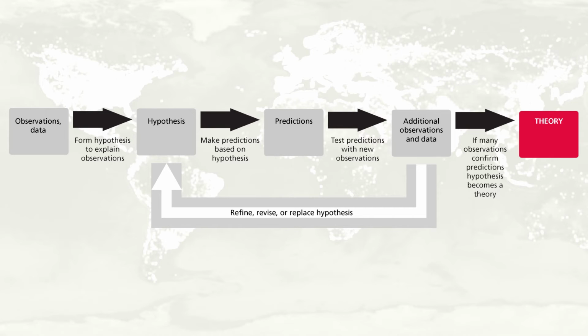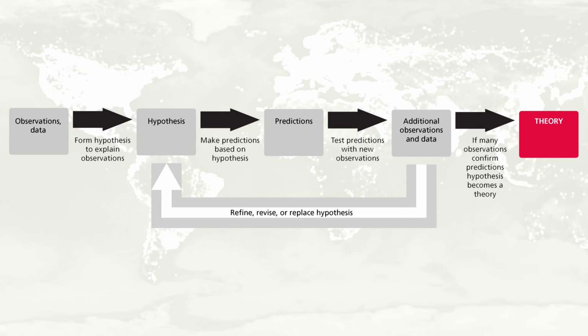The scientific method is an iterative method. We begin with the observation of data, and with this we form a hypothesis to explain these observations. Through the hypothesis, we make predictions. The predictions we can then test, and then gain new observations.